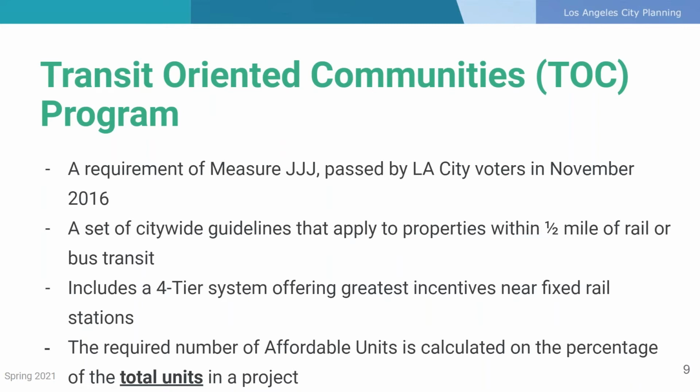One way the TOC program is unique from Density Bonus is that it often yields a higher number of affordable units in the project, since the percentage of affordable units is calculated on the total number of units in the project, whereas with Density Bonus, it is calculated on the base number of units in the project.